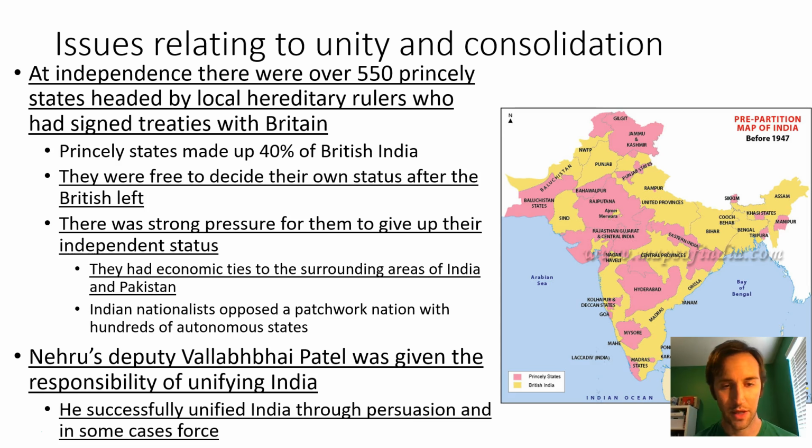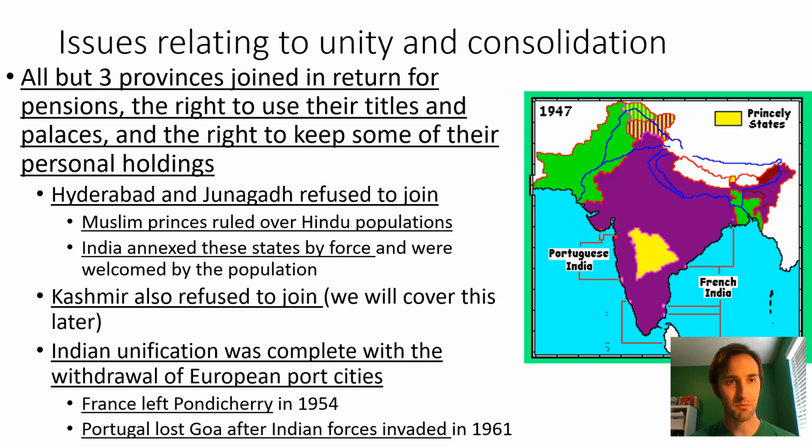Nehru's deputy, Vallabhbhai Patel, was given the responsibility of unifying India. His job was to make this map one color, and he successfully did it. He unified India largely through persuasion and negotiation with these princes, and in a couple cases via direct force using the army.